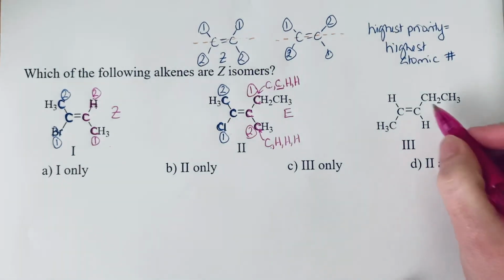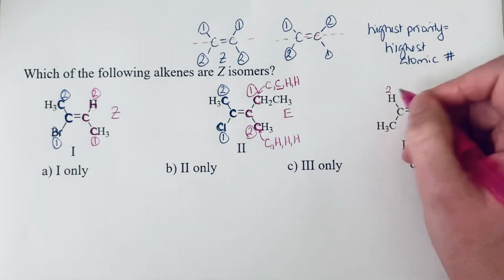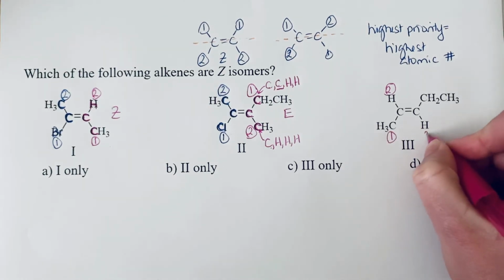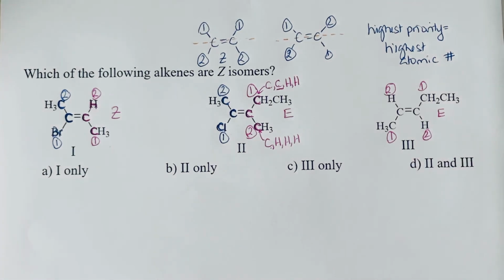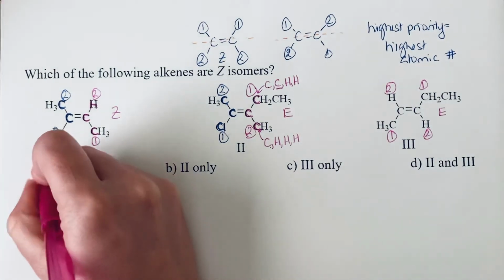Then if we go to the last one, I think this one's going to be a pretty fast comparison. We have hydrogens on either side. We know that there's nothing with a lower atomic number than hydrogen, so hydrogen's always going to be 2. Whatever's on the other side is going to be 1. So this last alkene is also an E alkene. We only have one structure that is a Z alkene, so our answer here is A.